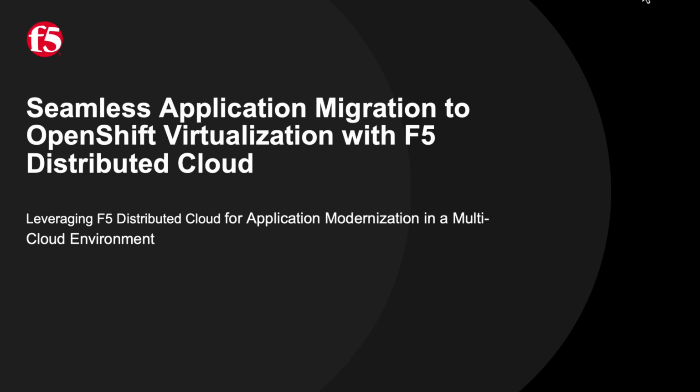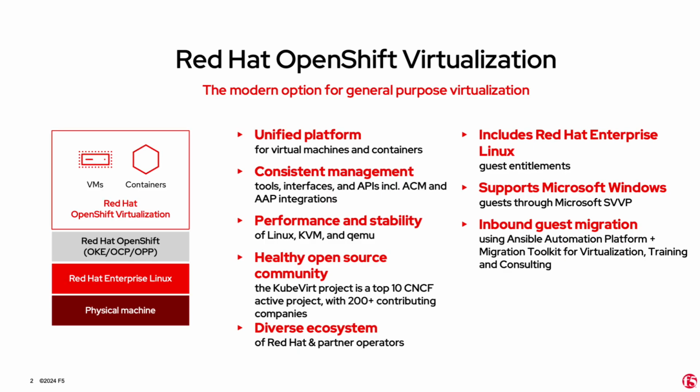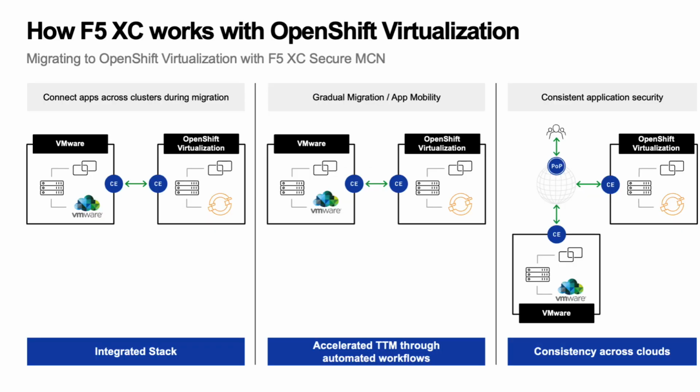OpenShift Virtualization. Let's kick things off with Red Hat OpenShift Virtualization. It brings your virtual machine workloads into the Kubernetes ecosystem. Imagine running VMs and containers side by side, managed through a single platform. This setup not only streamlines operations, but also paves the way for modernizing your infrastructure without disrupting existing services.